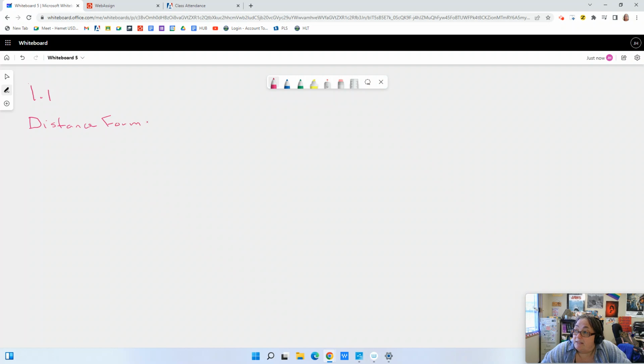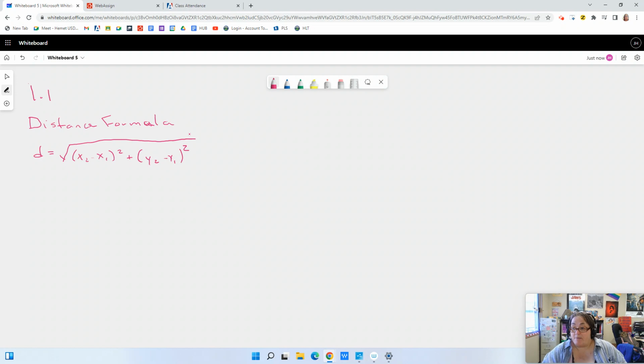And we learned that the distance between any 2 points was x2 minus x1 squared plus y2 minus y1 squared, and it was the square root of those, right? And that was based off of the Pythagorean theorem, and we showed you how they came up with it, right?